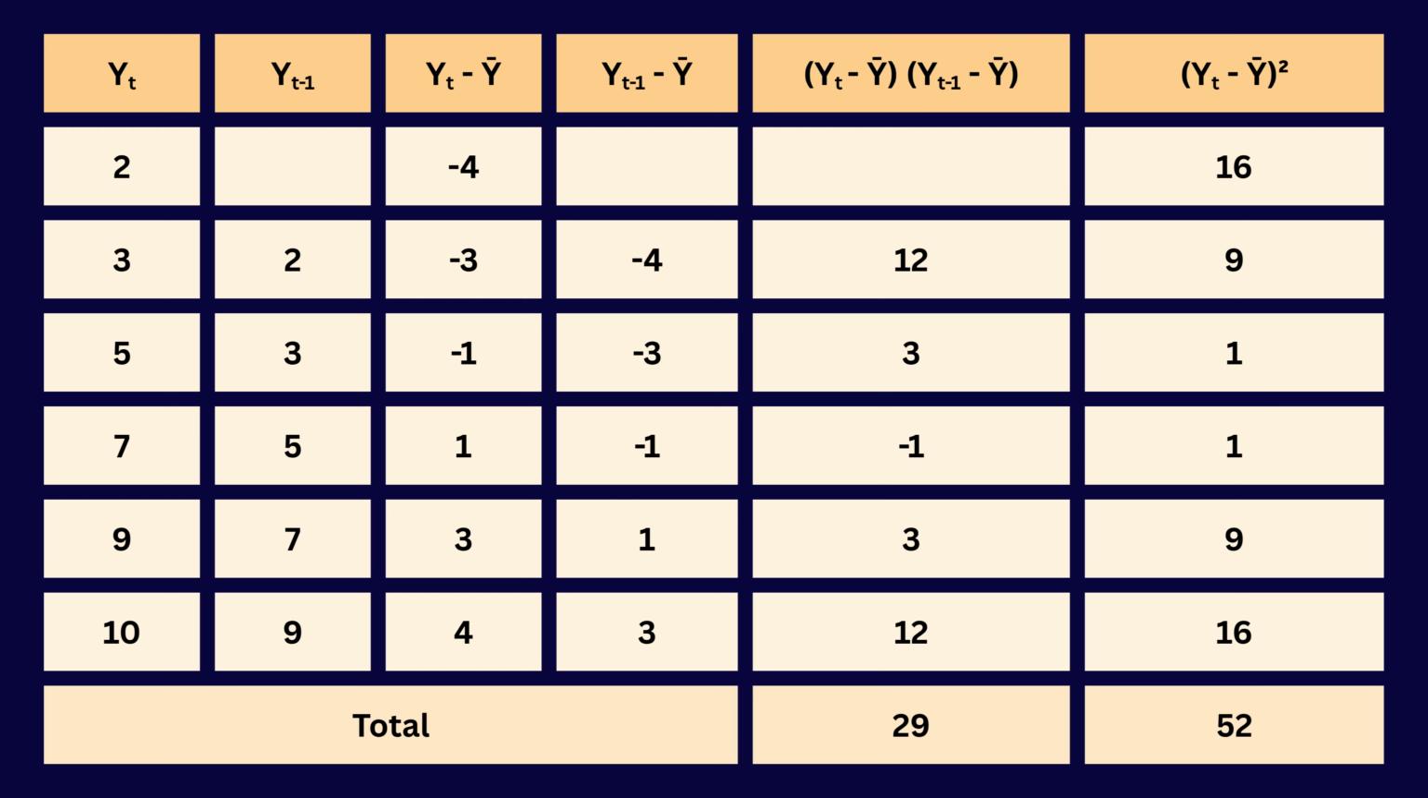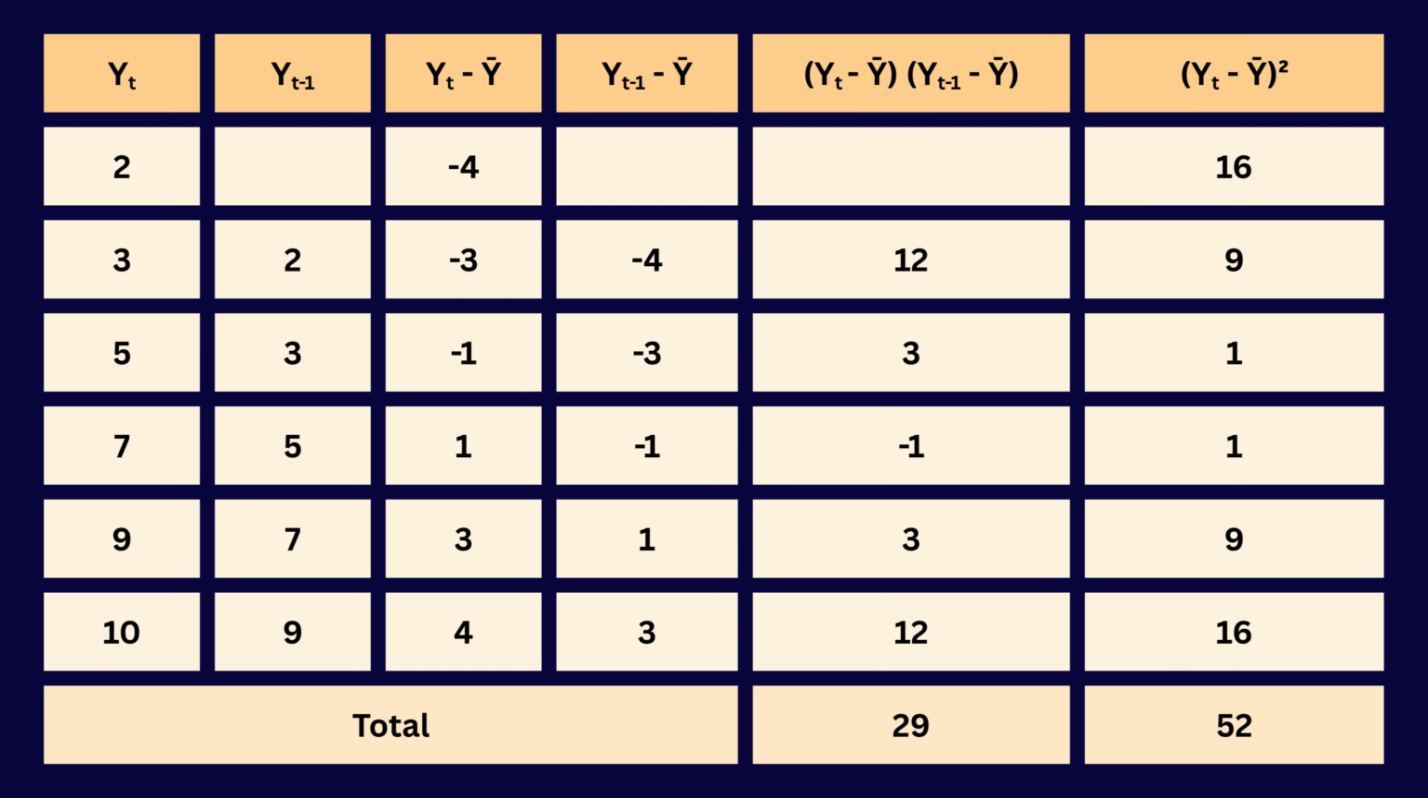Our fourth column is yt minus 1 minus y bar. We know the yt minus 1 values. In the first row, we don't have a yt minus 1 value, so definitely there is no yt minus 1 minus y bar value either. Let's look at the second row. In the second row, we have yt minus 1 value equal to 2, and our y bar value is 6. So 2 minus 6 equals minus 4. That is how you calculate the yt minus 1 minus y bar value.